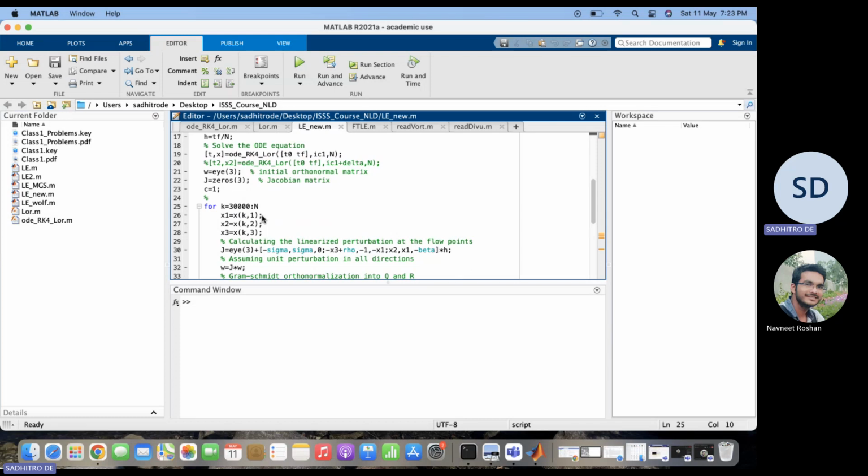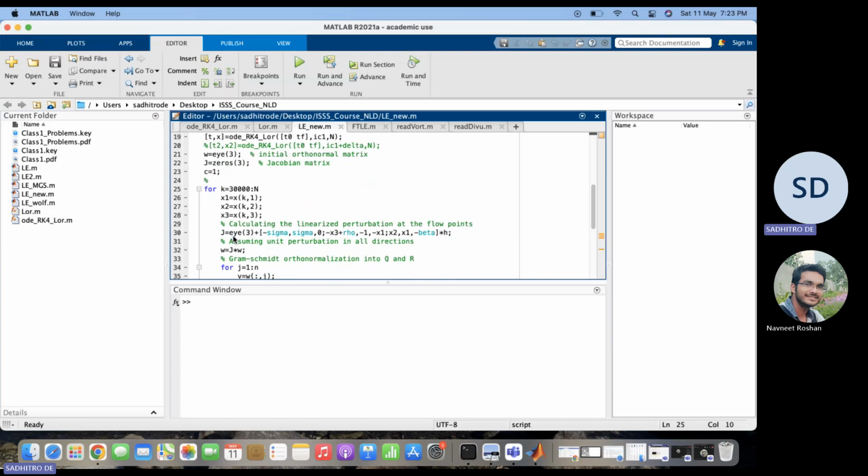We first allow the phase space trajectory to first settle into the attractor. And once it settles into the attractor, we consider a small ball of initial conditions around that particular phase space trajectory. And that ball, we take it to be an identity matrix multiplied with a very small perturbation vector delta x. But since we again orthonormalize it, the magnitude does not matter.